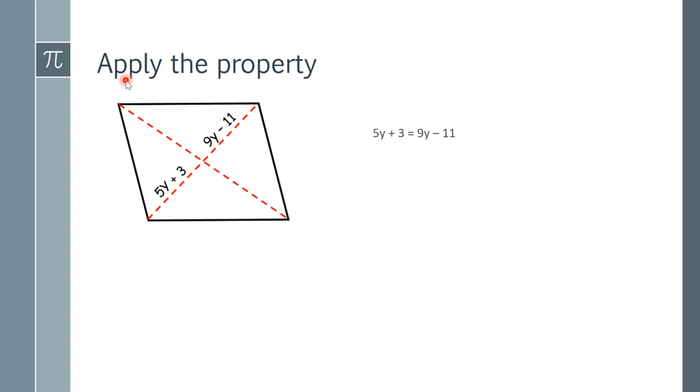So this is an equation with variables on both sides. The first thing I'm going to do is subtract 5y from each side. So that's going to give me 3 equals 4y minus 11. The next thing to do is to get rid of this 11 right here. So we're going to add 11 to each side. That's going to give me 14 equals 4y. And then finally, I'm going to divide by 4. And that's going to give me that y is 3.5.